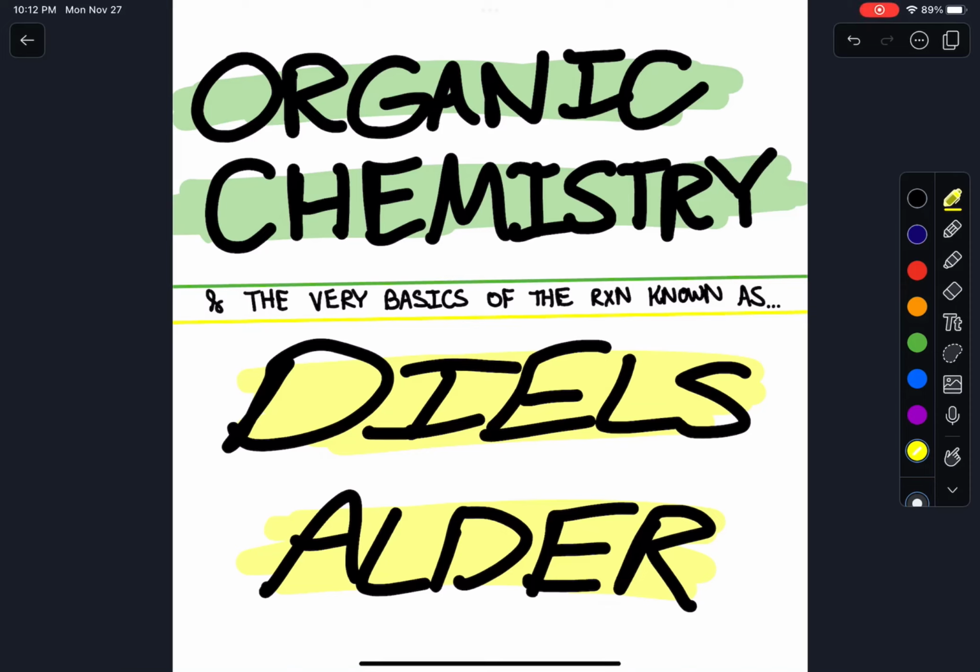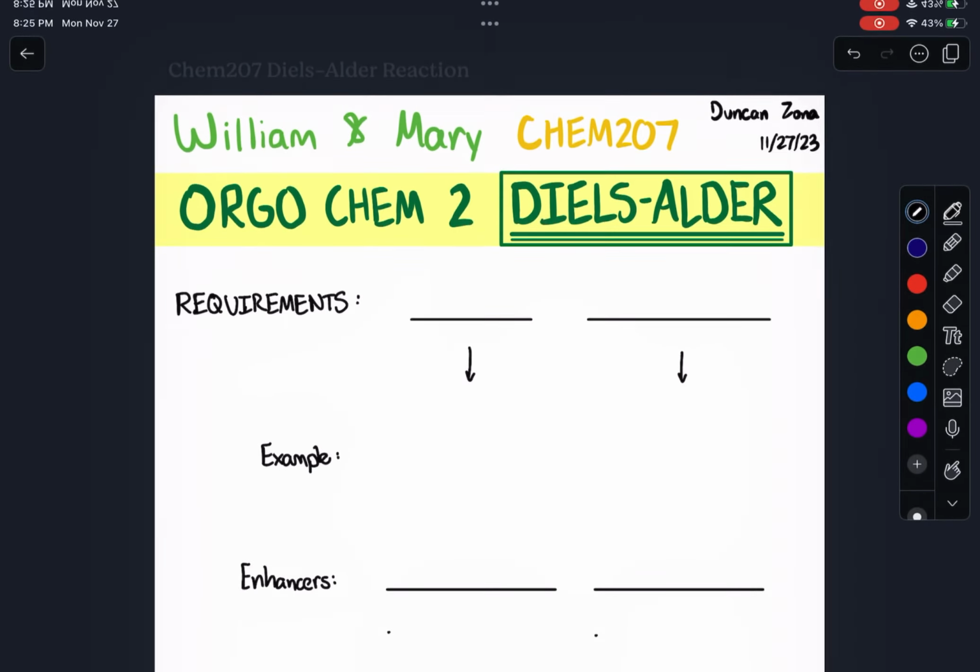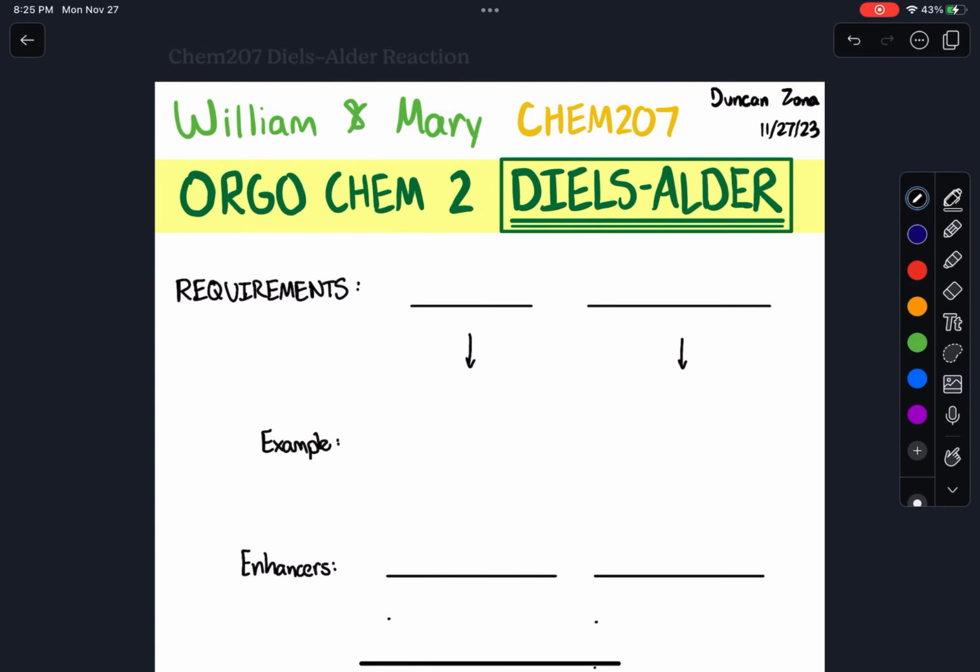Hello, my fellow organic chemists, and welcome to the Diels Alder reaction. I'm Duncan, and today I will be giving you a basic guide of this reaction, only focusing on how to reach its outcome. While there are many details that I could explain, I would like to focus more on the most important elements that will get you to being able to recreate the outcome.